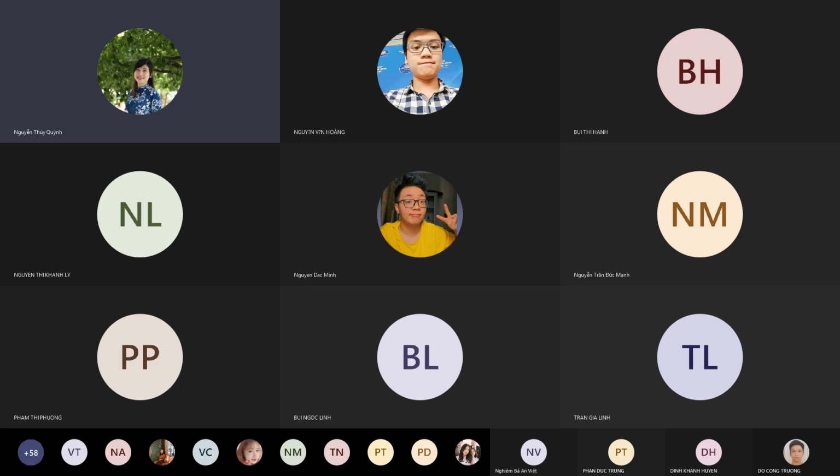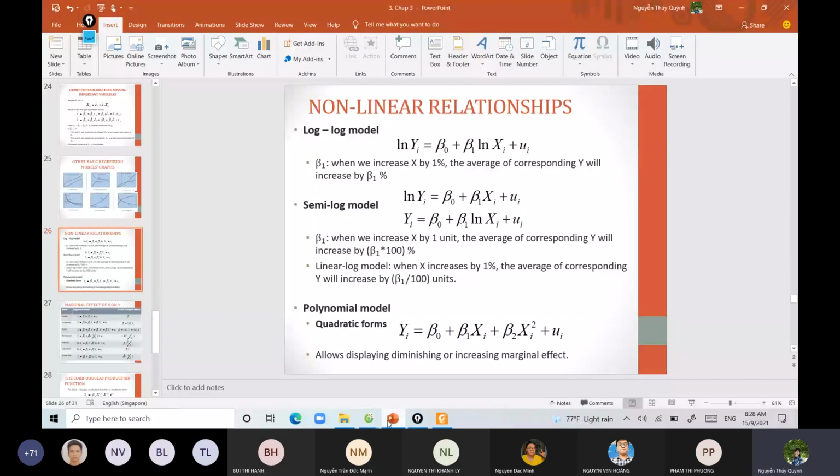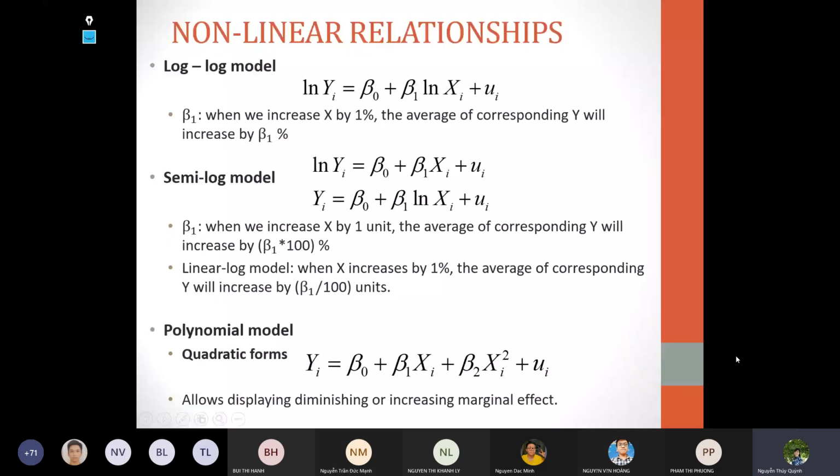All right, let's talk about the nonlinear relationship between the dependent and independent variables. We will talk about some common nonlinear relationships. The first one is the log-log model. Although we are talking about the log, usually in mathematics you see log as the logarithm to the base of 10.